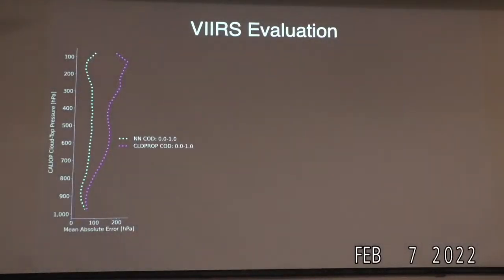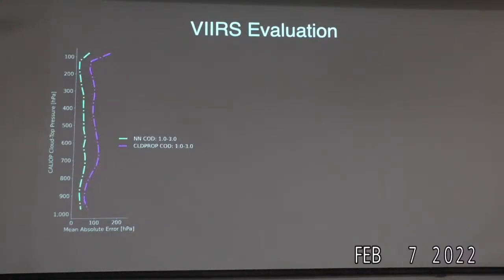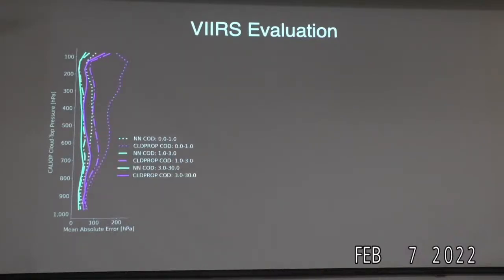We're going to jump to the evaluation of the VIIRS cloud top pressure neural network. So what we're looking at here is CALIPSO cloud top pressure on the y-axis, mean absolute error on the x-axis. Teal is the neural network, and pink is the operational model. What we see is for optically thin clouds, for semi-transparent clouds, and for opaque clouds, the neural network outperforms the operational model at all vertical levels and at all optical depths.